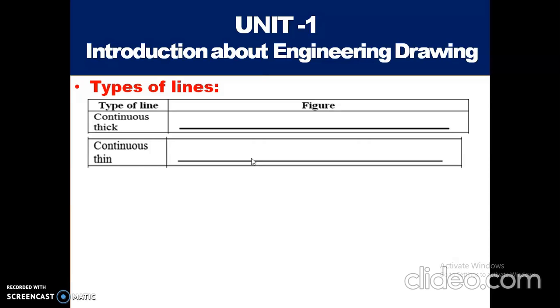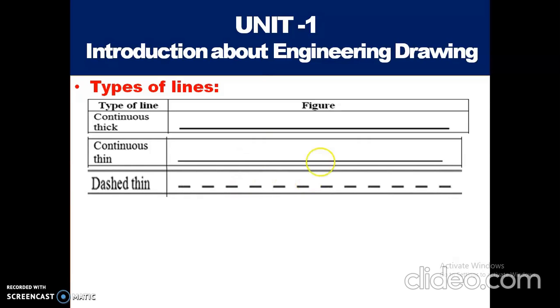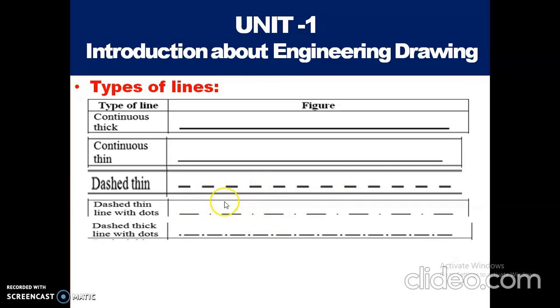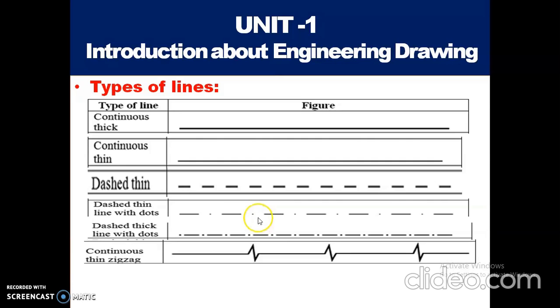And the third one is dashed thin line. The fourth one is dashed thin line with dots. Next, the fifth one, continuous thin zigzag lines. And the last one, continuous thin freehand line. So these are the representations of various lines.